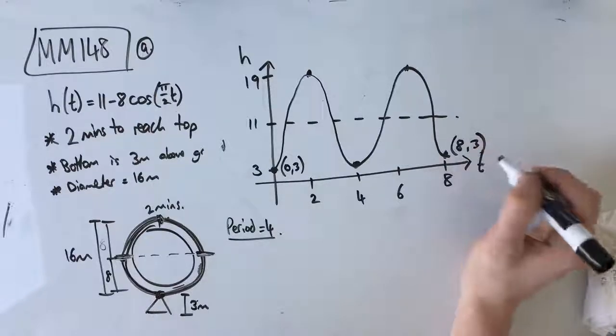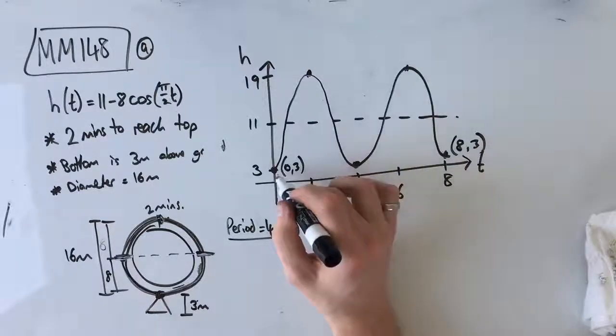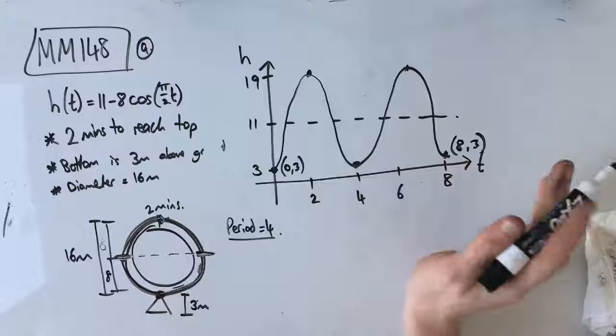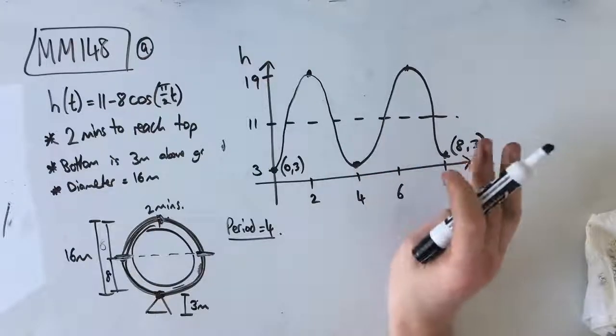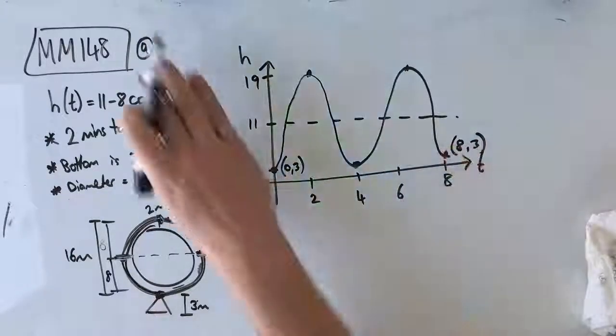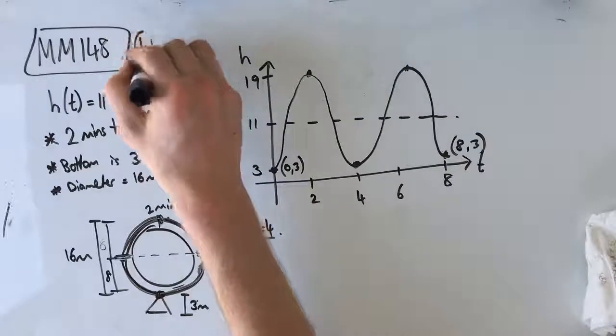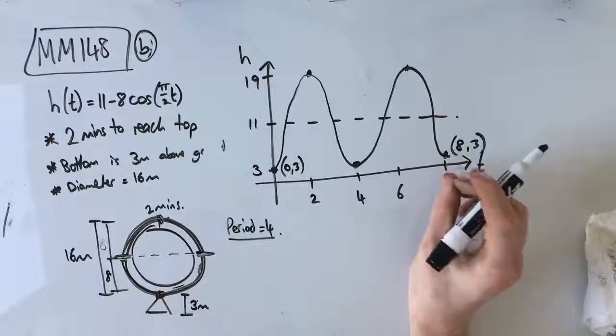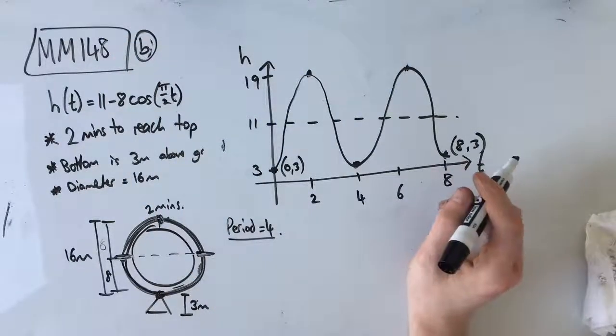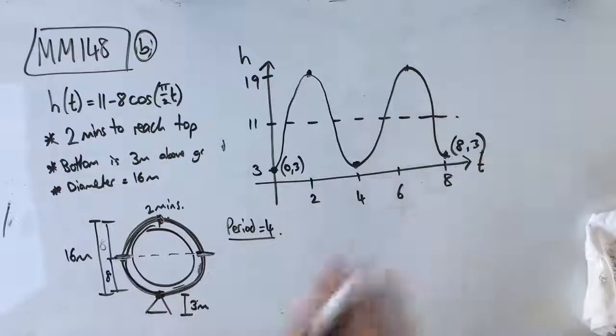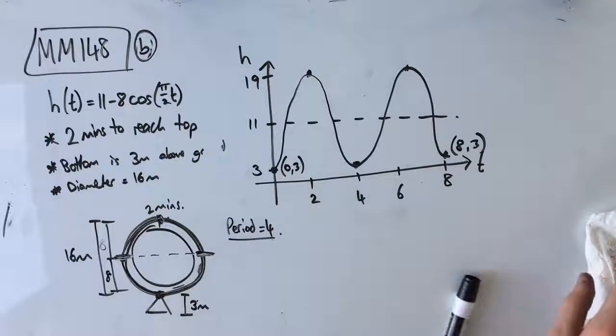Now we don't have any axis intercepts apart from this 0, 3, so that makes it pretty easy. But we've indicated everything that we need to indicate on this graph. And this was part B. We've indicated everything we need to indicate on this graph, so you don't really need to go any further with that. So let's move on to question C.